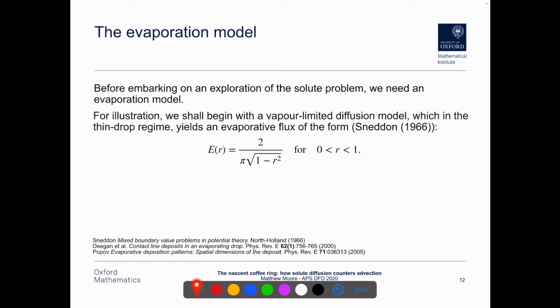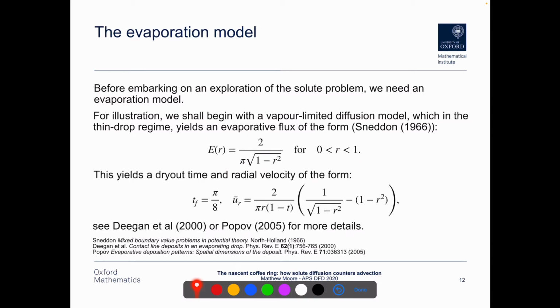Essentially, it's a Laplace problem with a mixed boundary value problem on the substrate. You can solve that using some classical techniques, and you'll find an evaporative flux that looks like this. So you've got this inverse square root form of the evaporative flux, and that's coming from that mixed boundary value problem. And if you substitute that into the radial velocity, you get it cropping up in the velocity too. So there's a singularity in the radial velocity, so there's things being moved very quickly to the contact line. So for this particular evaporation model, now we've written down the flow model completely. And so we can now just investigate in detail what happens to the solute because of it.